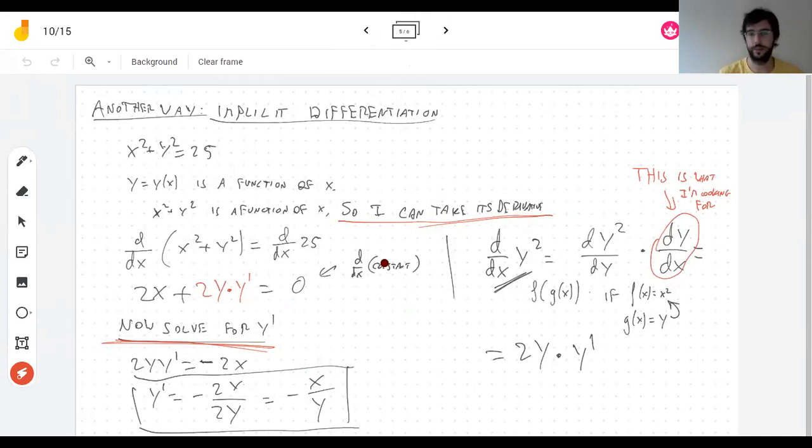I had to do a chain rule that was a lot harder. This was really a lot easier. And if we do more examples, the difference becomes all the more drastic. So, other questions? No, there's no questions.